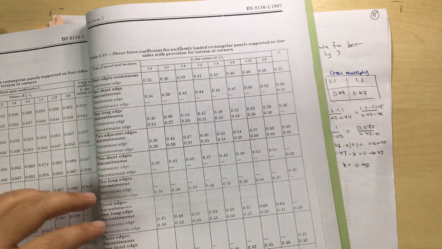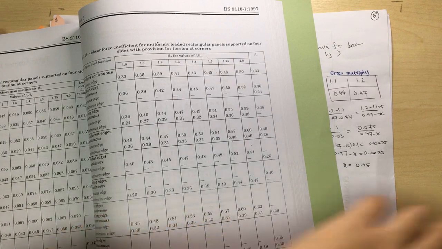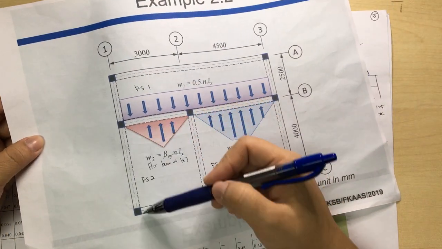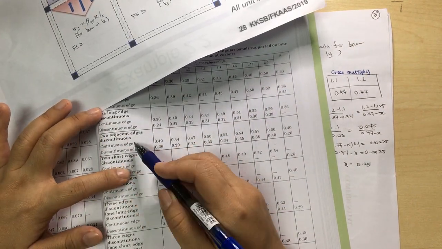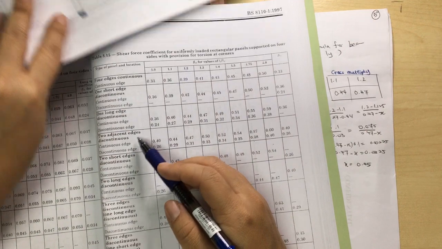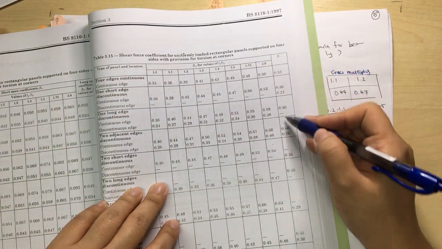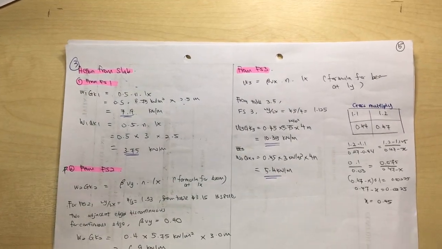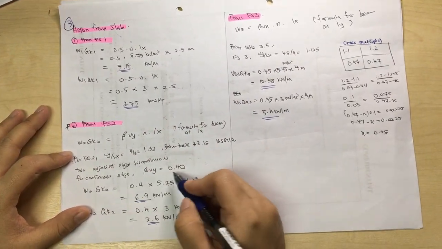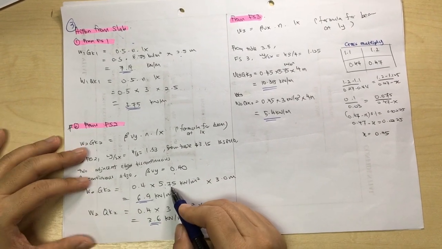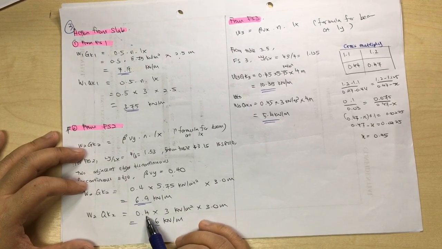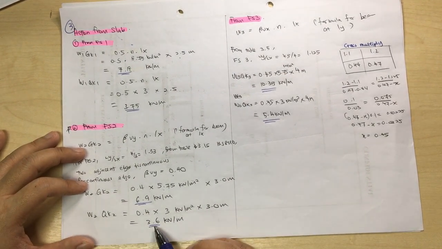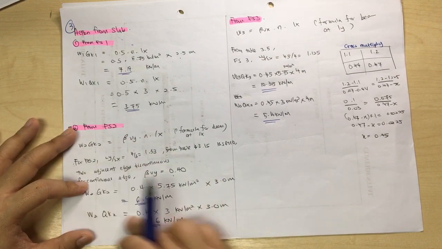Here we refer to this, and the slab is like this, so two edges discontinuous. So we need to refer to this. When you refer to this, you can see that VVY is 0.4. So the answer will be 0.4. You extract 0.4 times 5.75 times 3, you get 6.9. And then the QK is 0.4 times 3 times 3.0, then you get 3.6 kilonewton. So this is for FS2.